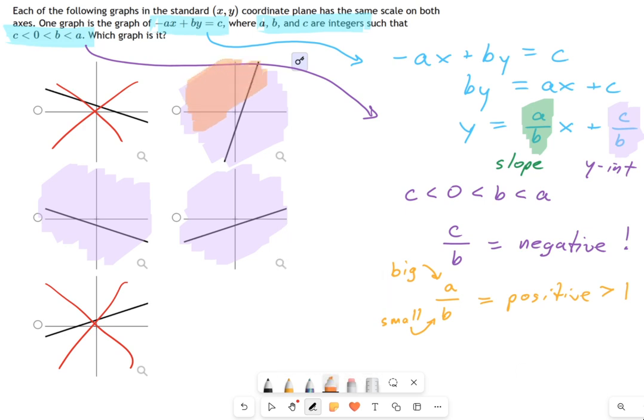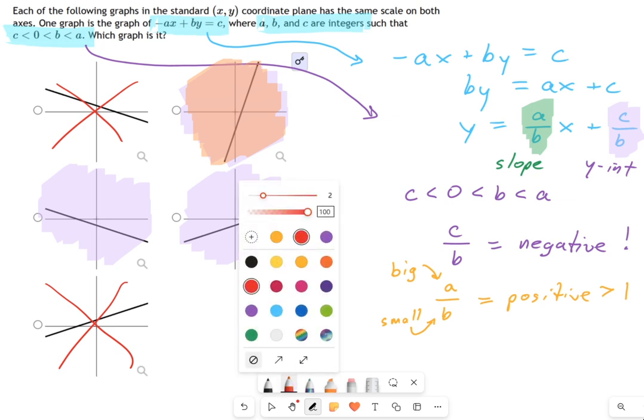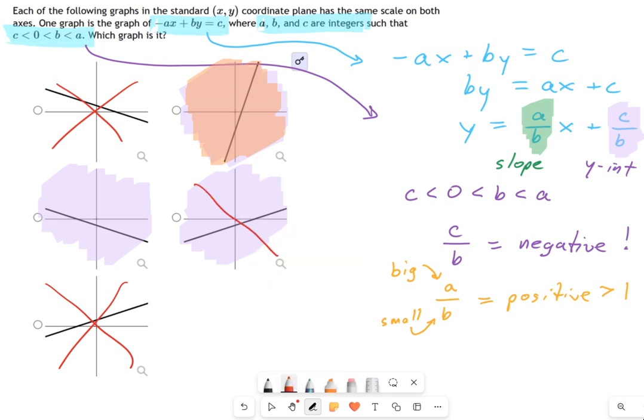So there's only one of these that fits this description of going uphill and going uphill steeply. You had another option that was uphill, and that was this one, but it was going uphill at a shallow pace. You can see that's clearly a slope less than 1.